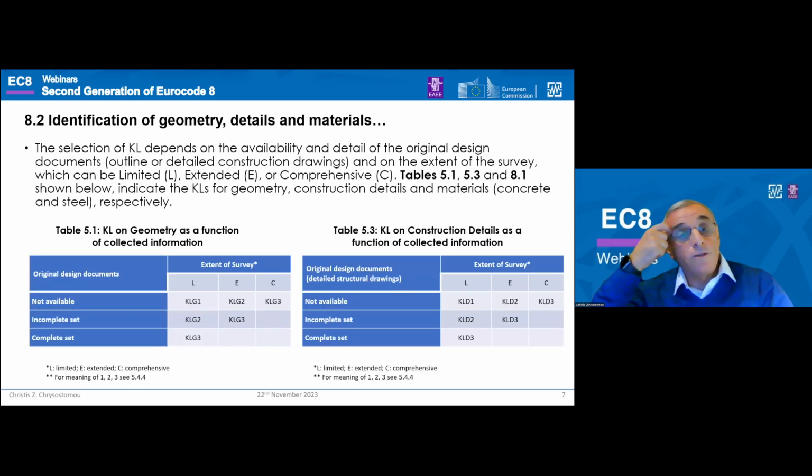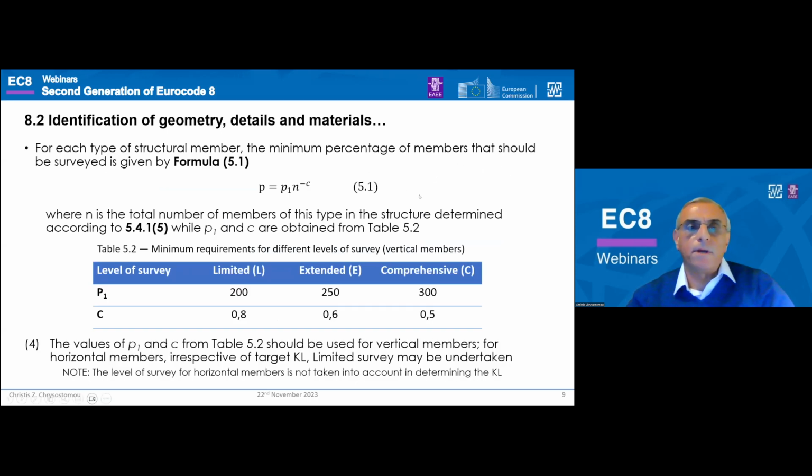The selection of knowledge level depends on the availability and detail of the original design documents, and on the extent of the survey, which can be limited, extended, or comprehensive. Again, Paolo mentioned that, so I'm not going to go into details, but this is outlined in chapters 5 and 8. The next item is the percentage of elements, and again, this was covered before. I'm just putting this for completeness, so that somebody who has the presentation is able to follow. As Paolo said, depending on limited, extended, and comprehensive, the percentage of elements to be checked can be obtained. This is a way to move from one level of knowledge to another, in case we are interested in doing that.